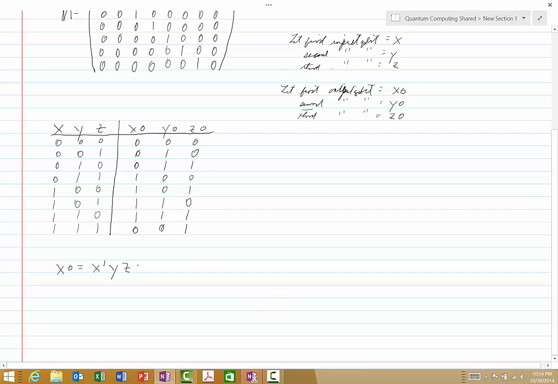Well, we'll put in an OR here, a plus, and to get this second 1, we need X, Y prime, Z prime.